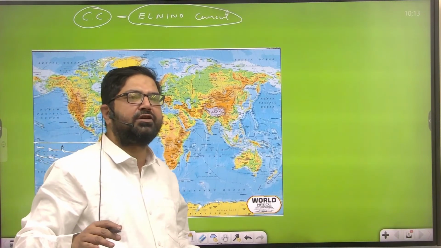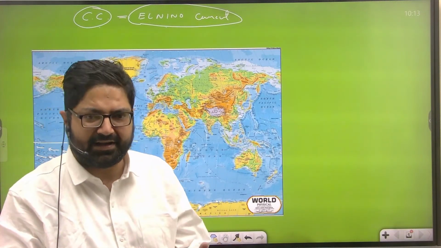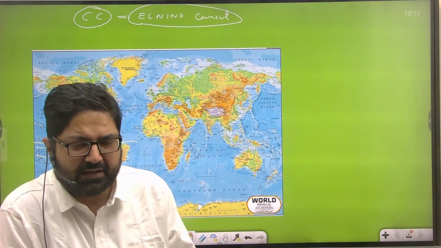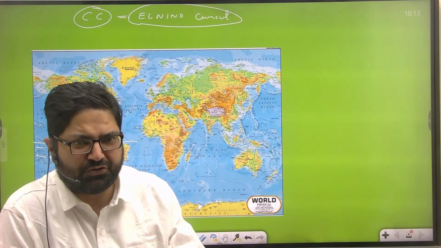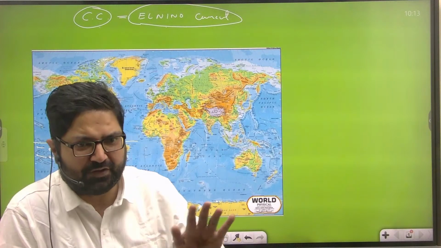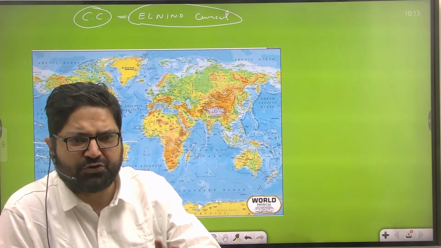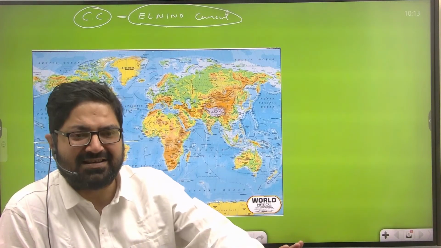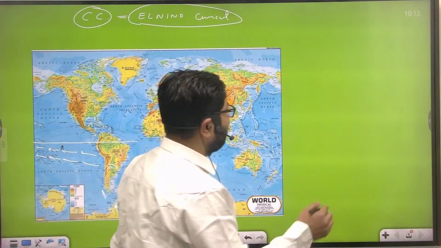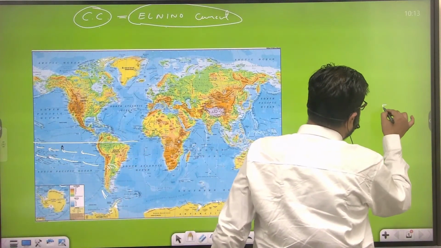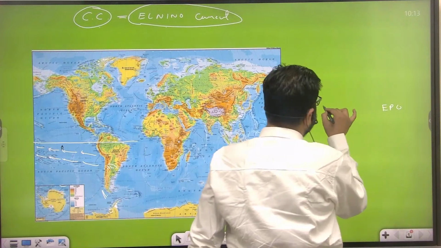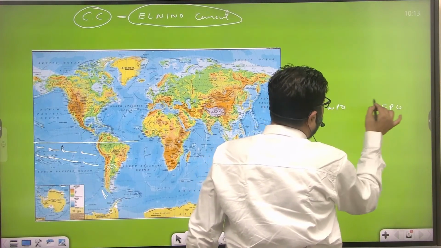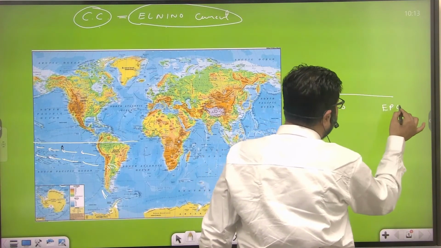Winds always blow according to pressure gradient. In a normal year, the pressure gradient in Pacific Ocean is directed from east to west. So on the surface of the ocean, you find easterly winds. If it is East Pacific Ocean, this is West Pacific Ocean. On the surface, you will find surface easterly winds.